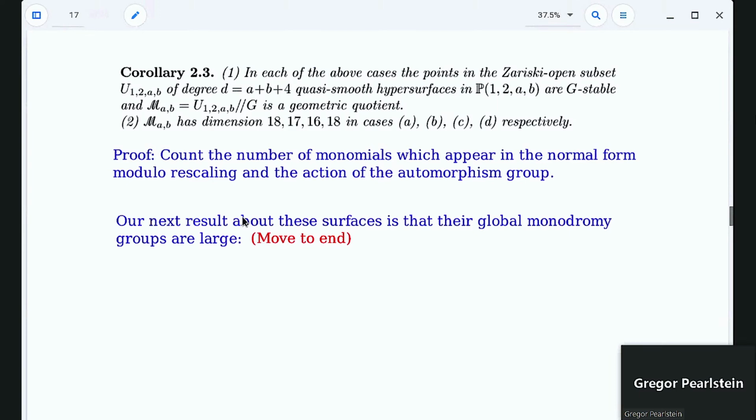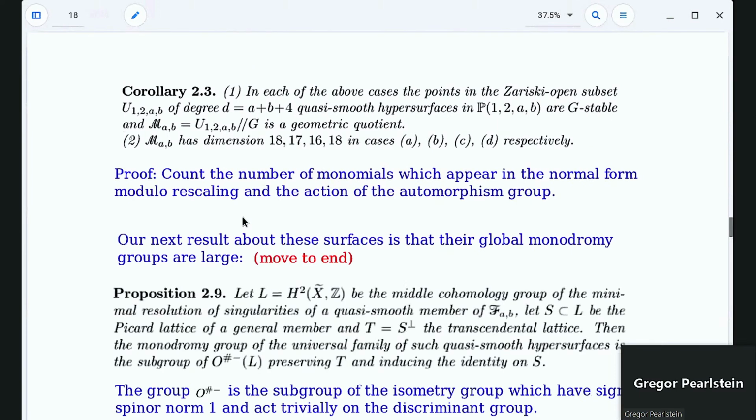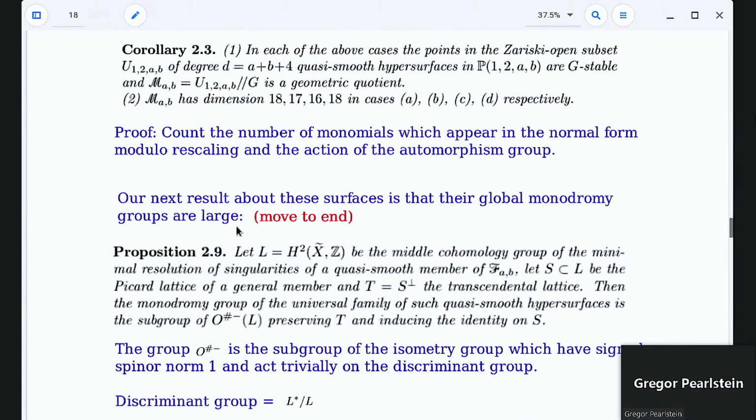Maybe I'll move the rest of this discussion to the end in case we have time, but I don't think we will. Your next question is, how big is the global moduli group of these surfaces? And the answer is that it's essentially as large as it can possibly be.